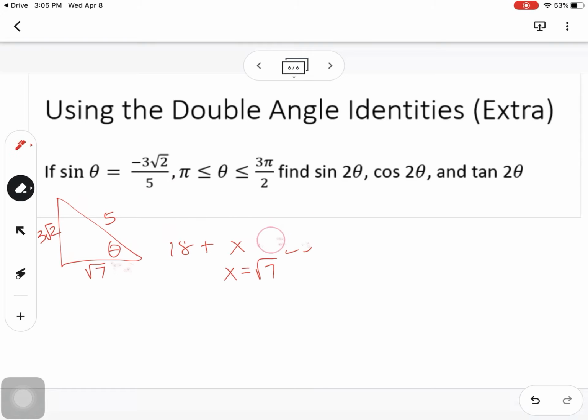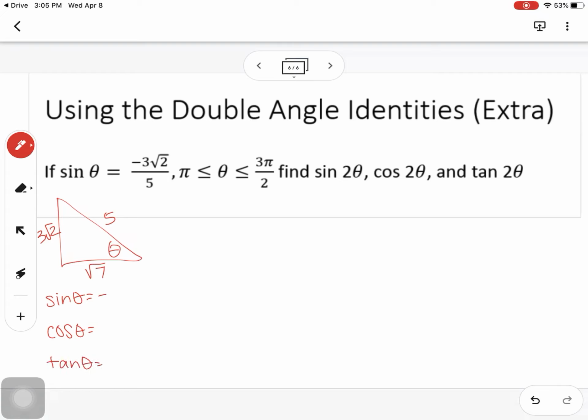I'm going to erase that so I have more room. But then let's go ahead and set this up. They already gave me sine, so I'll just fill that in. This is in quadrant 3, so cosine will also be negative, and it will be negative root 7 over 5. And then tangent here is positive.